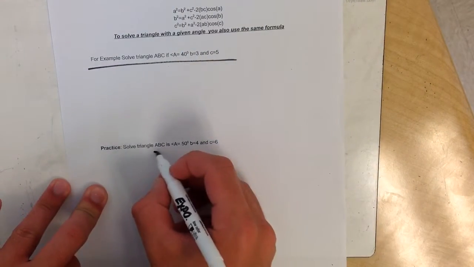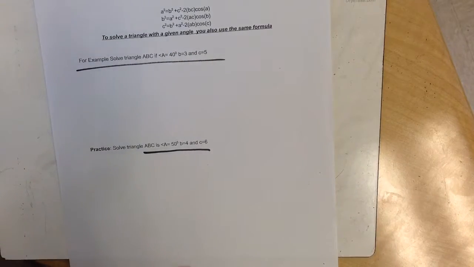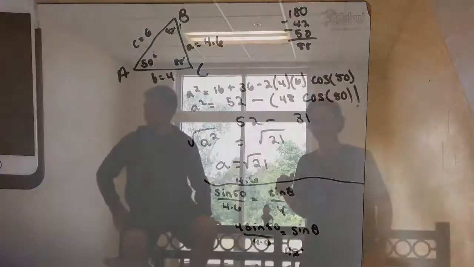For the third practice problem, we're going to solve triangle ABC if angle A equals 50, B equals 4, and C equals 6. Try this on your own. Use this to check your answers for the third and final practice problem.